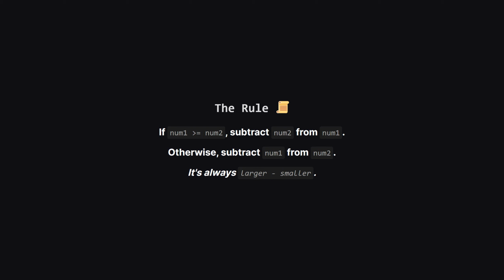The rule for each operation is straightforward. You just look at the two numbers. If num1 is the bigger one, or if they're equal, you subtract num2 from it. If num2 is bigger, you do the opposite. It's always the larger number minus the smaller number.